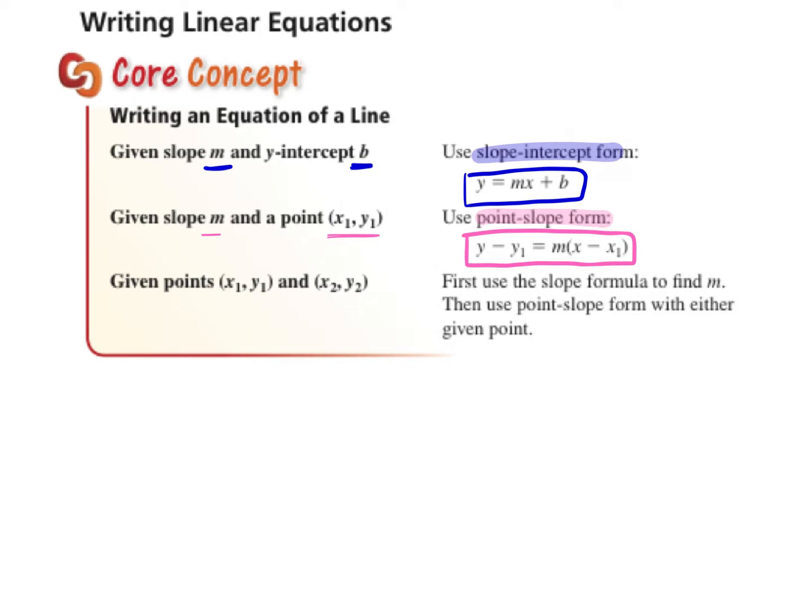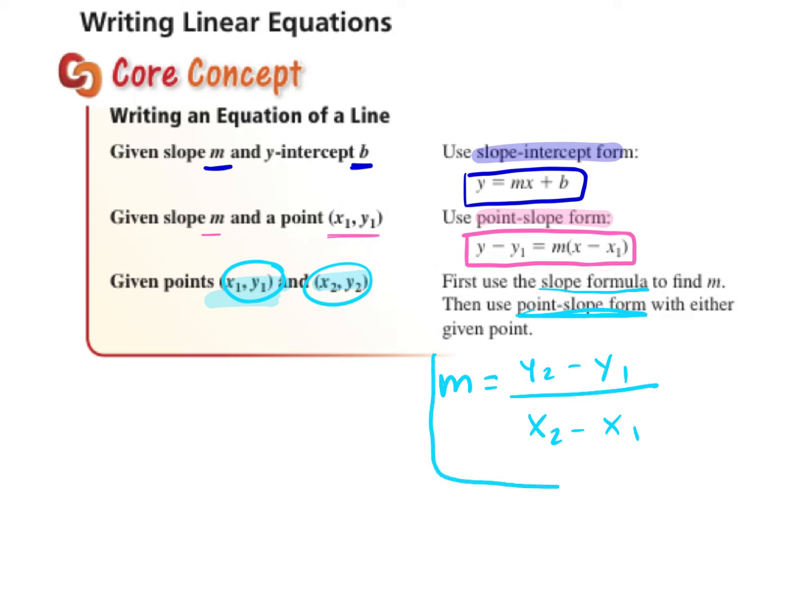And then sometimes we can be given 2 points. So if we were given 2 points, we would first use the slope formula to find m, and then use point-slope form with either given point. So our slope formula is m is equal to y2 minus y1 over x2 minus x1. So it's the change in y's over the change in x's. So we would just take our 2 points and plug in all of our values. So these are the three equations that you need to know for this section.